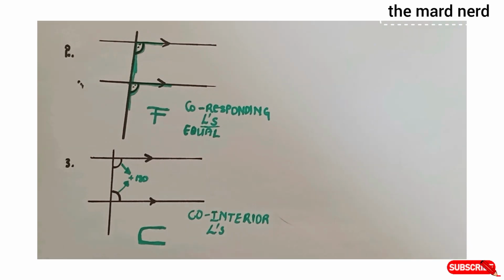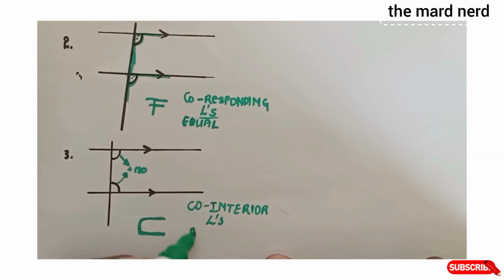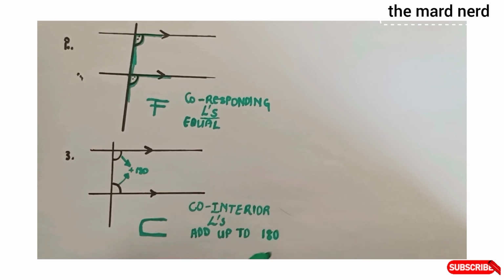So that's it for the parallel lines. I should also mention that they add up to 180 degrees. So that's it for the corresponding angles, alternate angles, and co-interior angles.